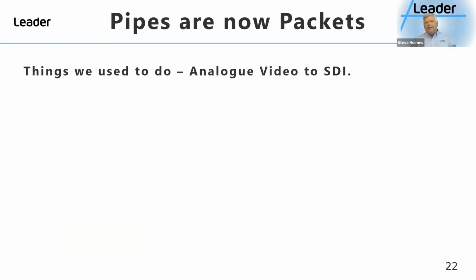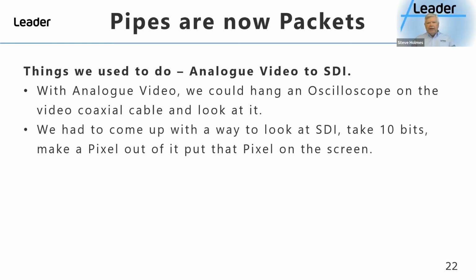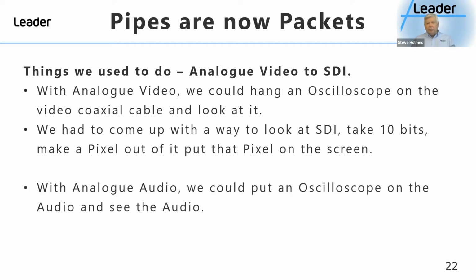Well, let's go back and look at the whole evolution that we've gone through. In analog, if you think about the analog to SDI change, in analog video we could just hang our oscilloscope on the end of the video coax and look at it. We could see the waveform, the amplitude, what's going on. We had to come up with ways within SDI to take the 10 bits of data that make a pixel, put those together, and put those pixels on the screen to make a waveform or a picture so we could actually see where we were.